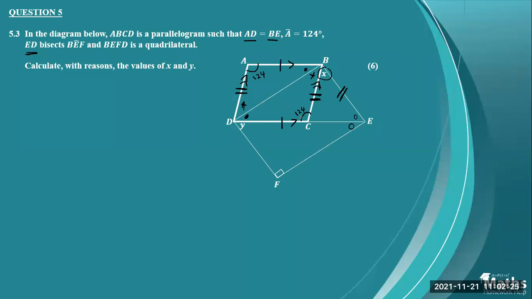So looking at this, what I'm going to do, I'm going to say angle A is equal to this angle C, because opposite angles of a parallelogram. Then I'm going to work with adjacent angles on a straight line. So then this will give me 180 minus 124. So this one is going to give me 56.